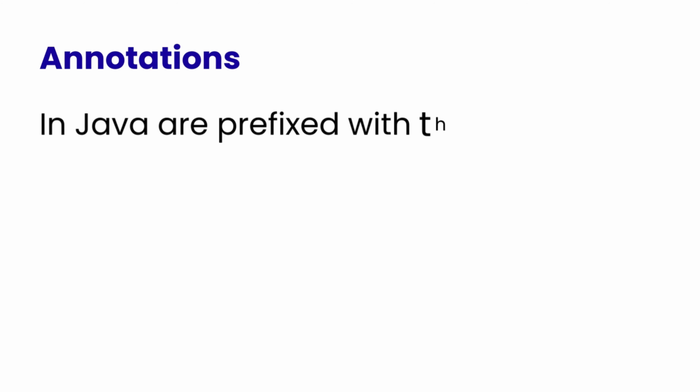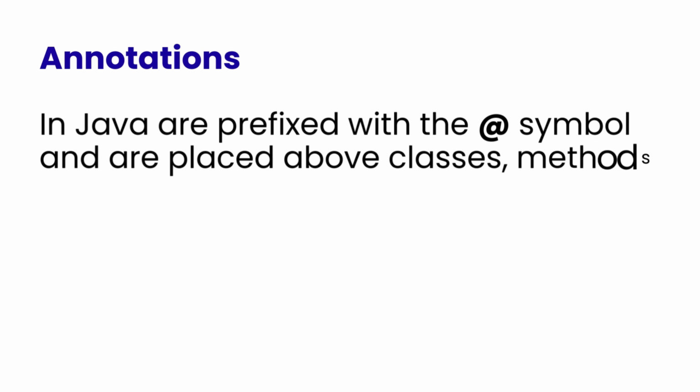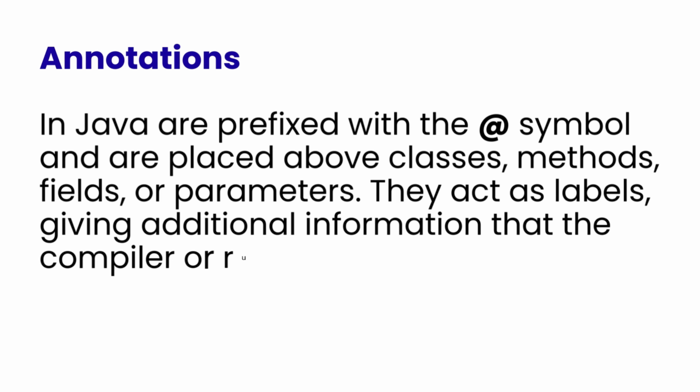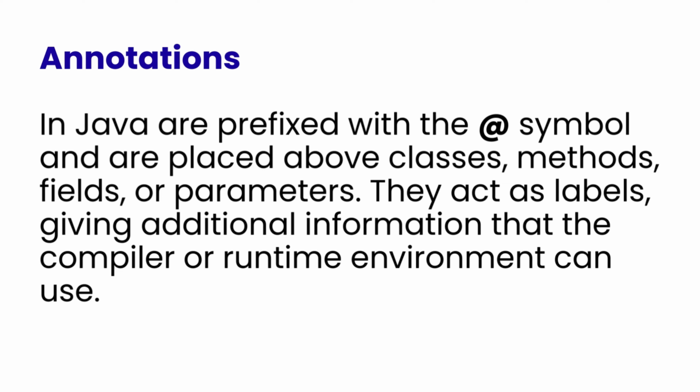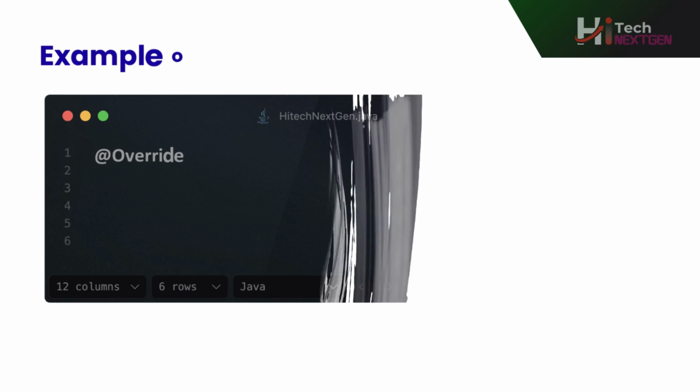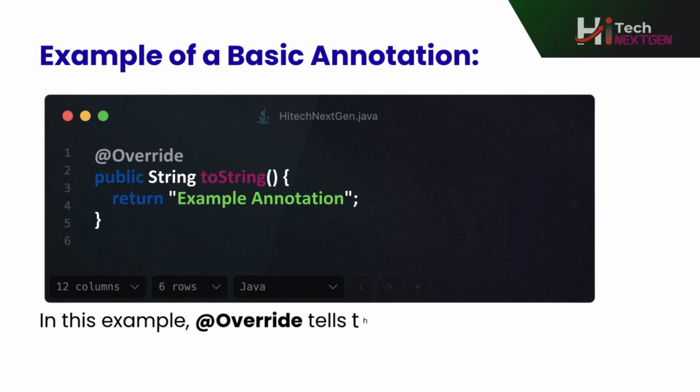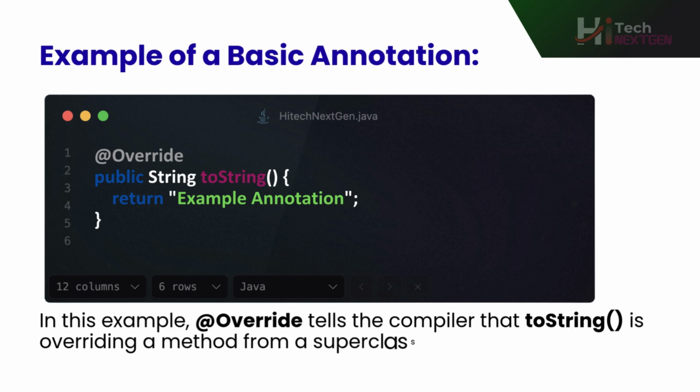Annotations in Java are prefixed with the @ symbol and are placed above classes, methods, fields, or parameters. They act as labels, giving additional information that the compiler or runtime environment can use. Example of a basic annotation: @Override, public String toString, return "example annotation". In this example, @Override tells the compiler that toString is overriding a method from a superclass.